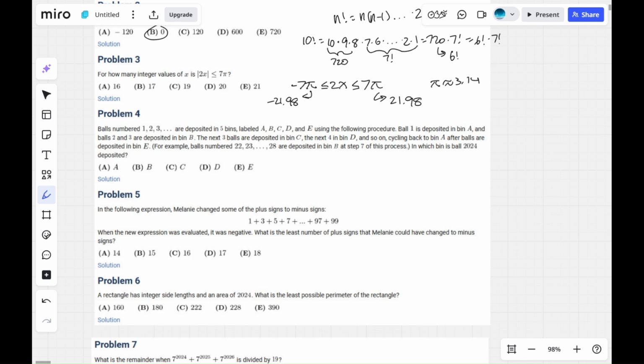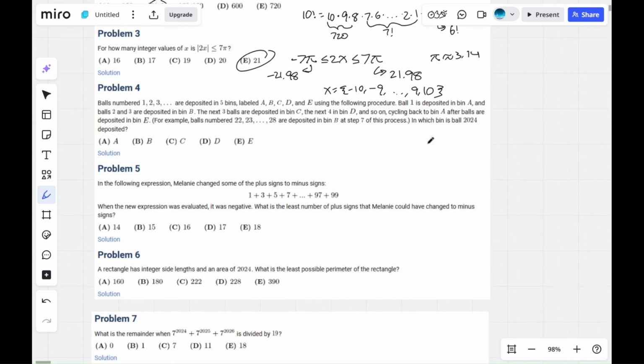So that means that 2x is between negative 21.98 and 21.98, so x is equal to negative 10, negative 9, all the way to positive 9, positive 10. And we see that 11 doesn't work because 11 times 2 is 22, which is greater than 7 pi. So over here we have the integers negative 10 to 10, which is 21 integer values. So our answer is E.